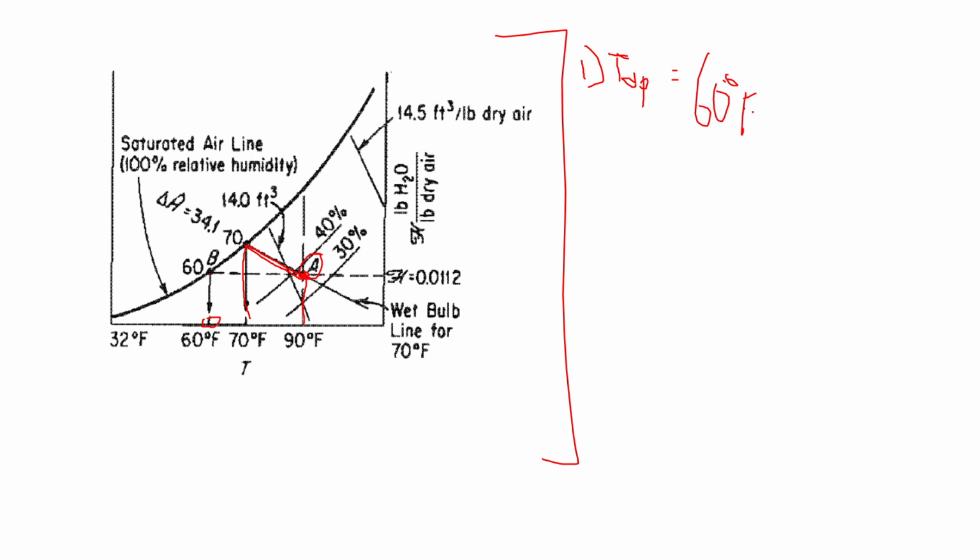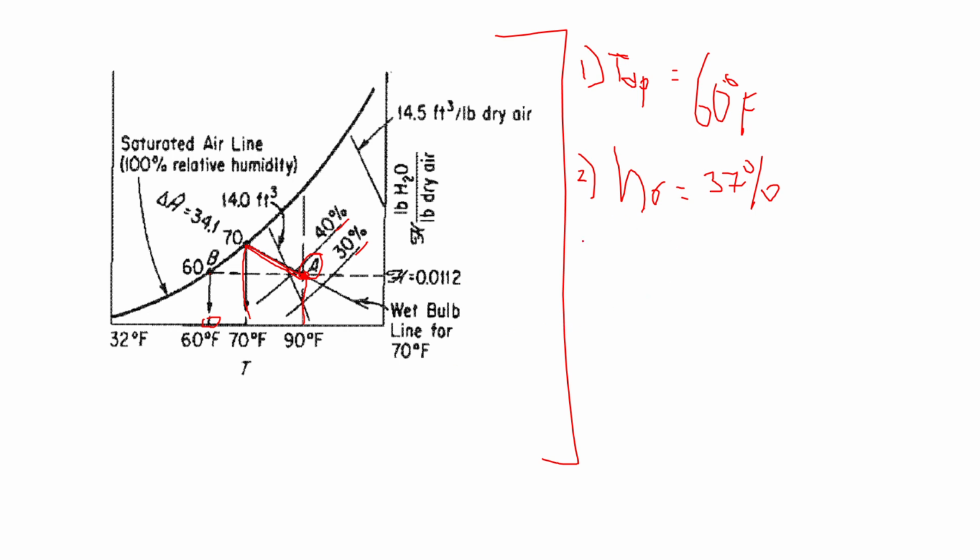Next property that we will find is relative humidity. We know the point A lies between the relative humidity lines of 40% and 30%, that is given here. By interpolating, the point A is found to be 37%. So relative humidity will be 37%.